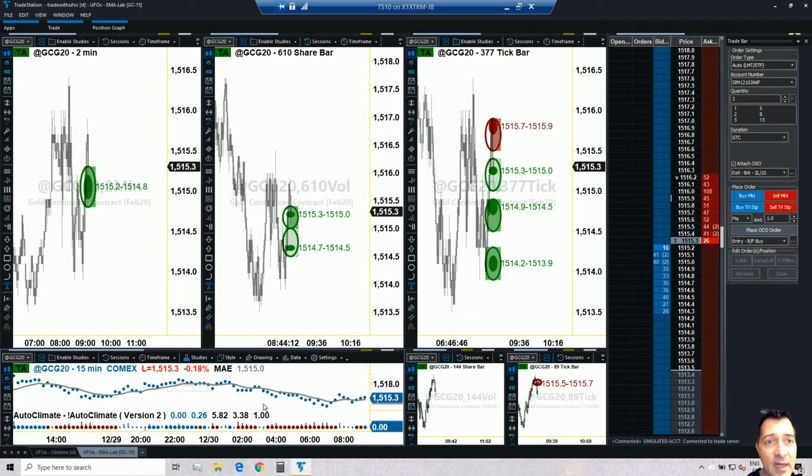So we are at the beginning of a climate, and if statistics end up happening the way they are supposed to happen, then we're gonna get to see gold move up and keep moving up for a little bit. In other words, we want to catch that move. So how do we do that?